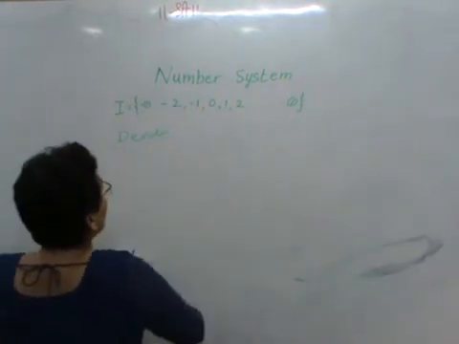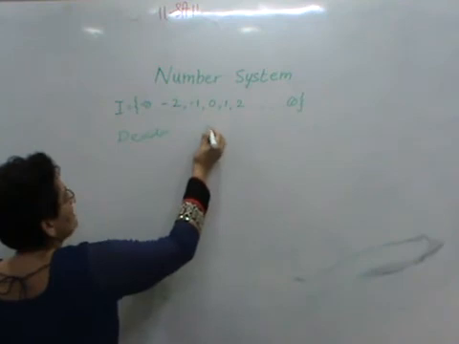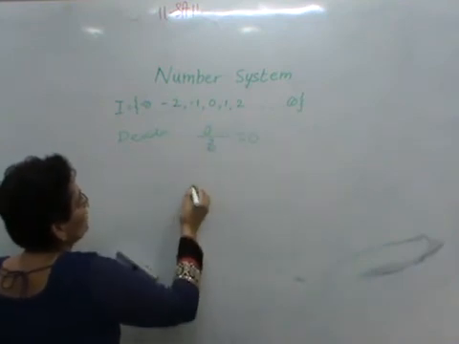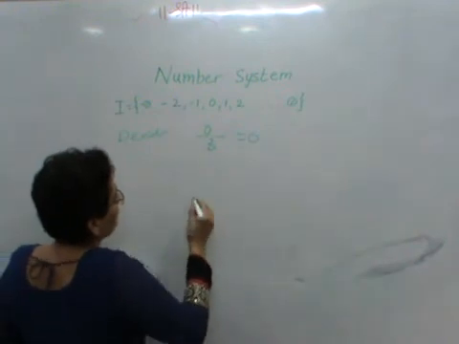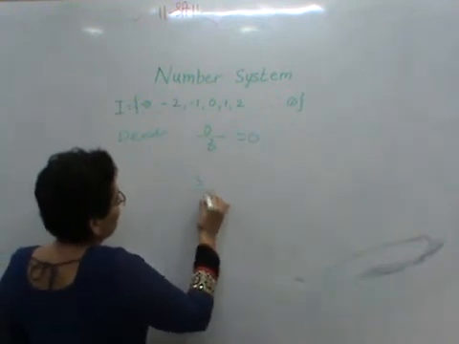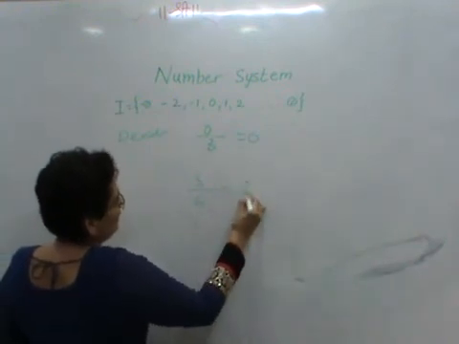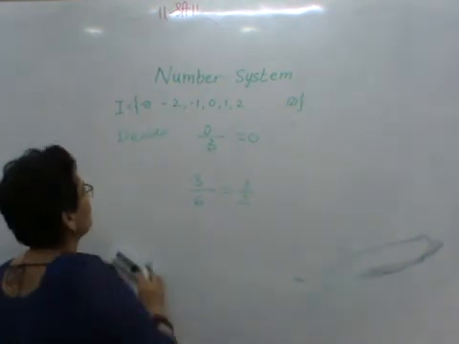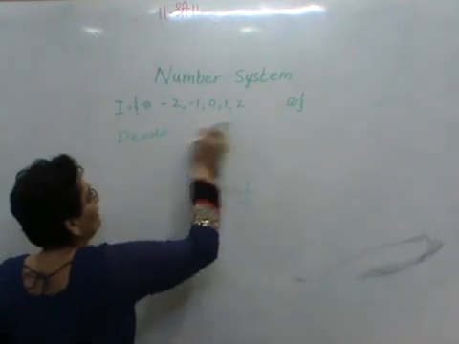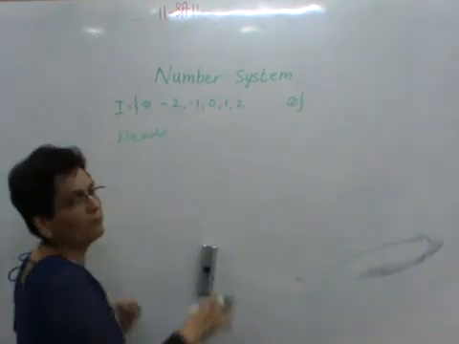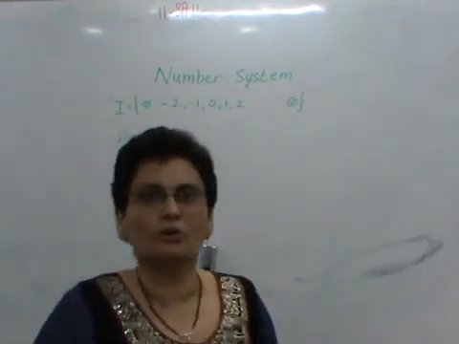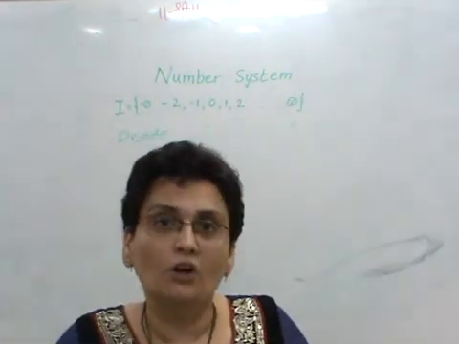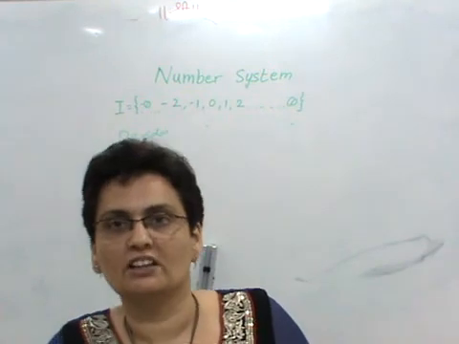Okay, when you divide whole numbers, 0 upon 3, you get 0. But if you divide 3 upon 6, you get 1 upon 2, which is not a natural number. So once again, whenever you divide any natural or whole number by another natural or whole number, you may not get a whole or natural number.